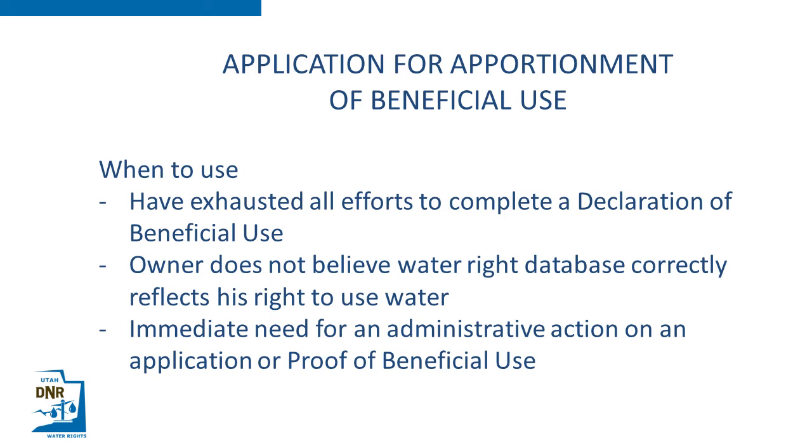The division will review the water right file, attempt to contact each owner, and make a recommendation on how to apportion the beneficial use amounts amongst the water rights in the group. The division will then notify all the parties of the apportionment recommendation and allow the parties to comment on any errors they may find. This method should only be used as a final attempt to establish beneficial use amounts, as it can be lengthy and complicated.